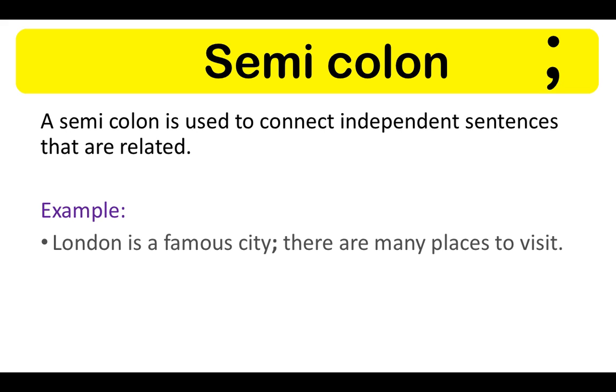For example, London is a famous city; there are many places to visit. Normally, when joining two sentences together, we use a conjunction. However, this is not necessary if we have a semicolon.